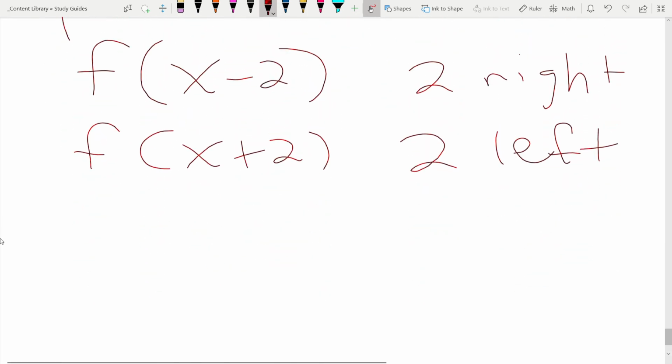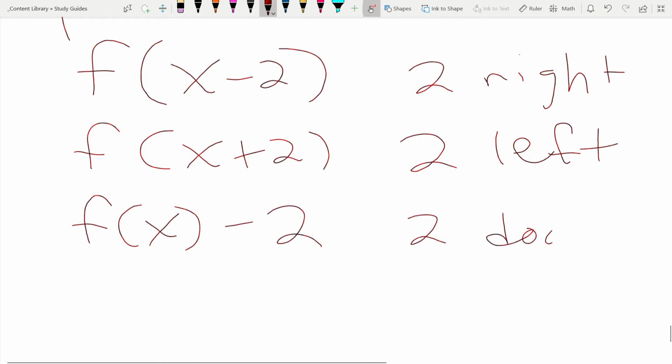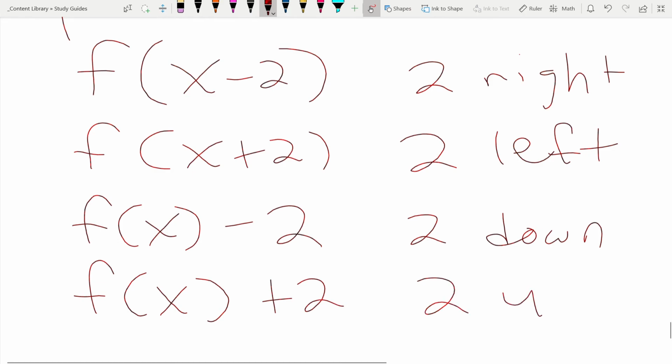So we'll key in on that in just a second. Now, if I decide to put the number on the outside, like if I put a -2 on the outside, not inside with the x, that will move me 2 down. If I put a +2 on the outside, that will move me 2 up. So here's the key takeaways.